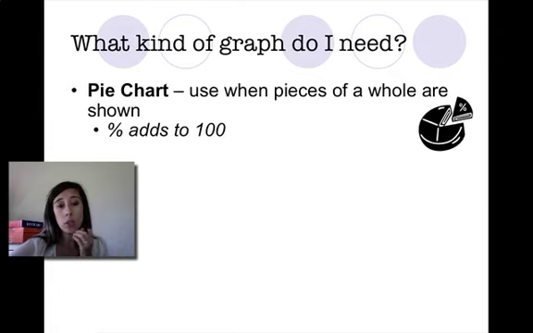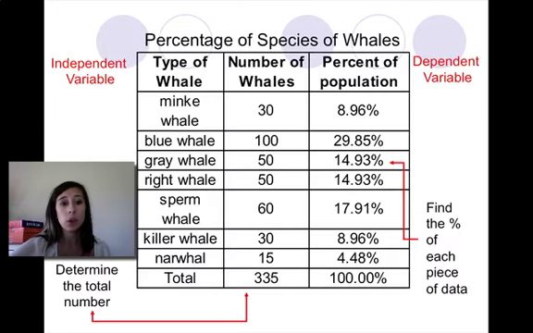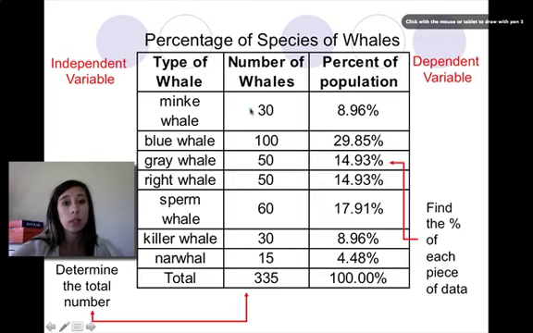The last type of graph that we should talk about is a pretty easy graph to understand. It's a pie chart, and it basically is used when pieces of an entire whole are shown, and the percentages have to add up to 100%. So, for example, here's a table looking at species of whales in a certain location. We want to know what's the percentage of each type of species, or how many species are represented in this location. And so the scientists went out and counted how many whales of each type of species all the way down. And when you determine the total, then you can do a simple percent calculation.